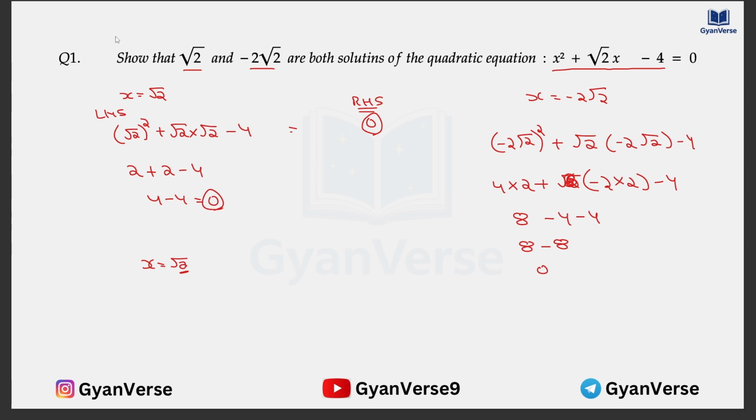So we had to show that the values of x, that is square root 2 and minus square root 2, both of them are solutions of the quadratic equation. Why? Because when we put x equals to any of these, the value of the quadratic equation becomes 0. So that means both are solutions of the quadratic equation. This is what I mean when I say the solution or the root of the quadratic equation. So both square root 2 and minus square root 2 are solutions or roots of the quadratic equation.